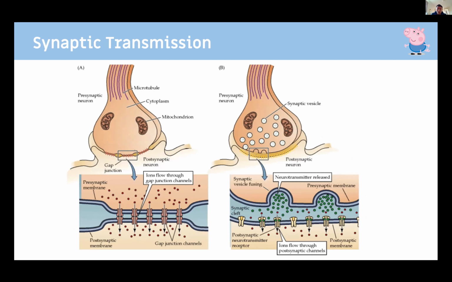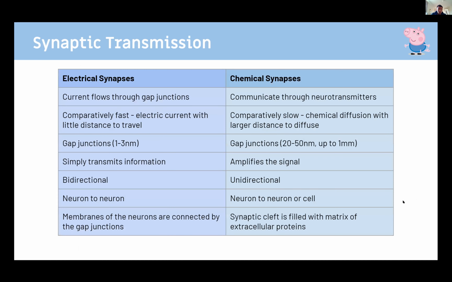As you can see, the vesicles have fused with the presynaptic membrane, and it's vomited out all its neurotransmitters, and they're diffusing across to bind with the receptors, and this will let in ions and stuff to activate another action potential. So something to note is that electrical synapses and chemical synapses have fundamental differences.